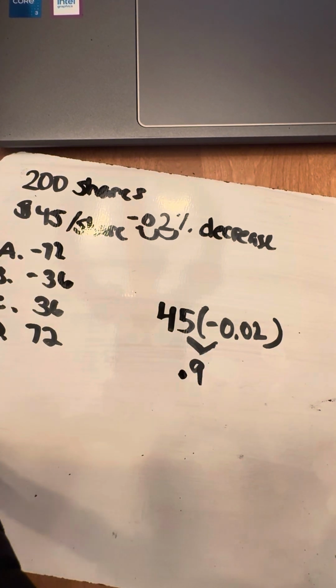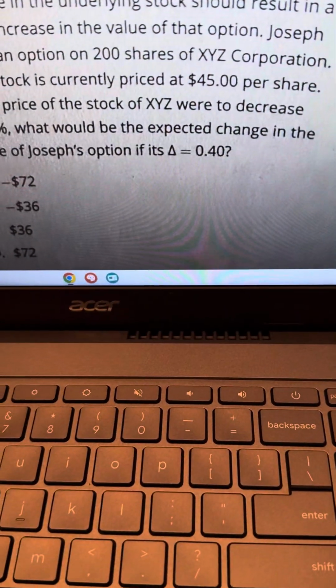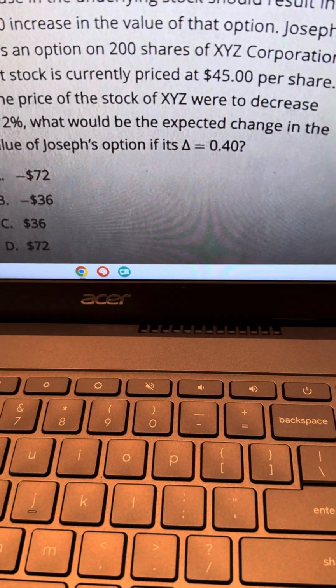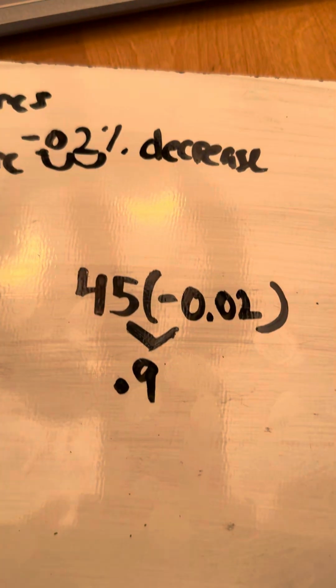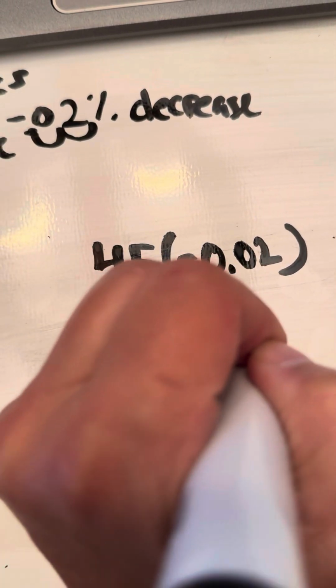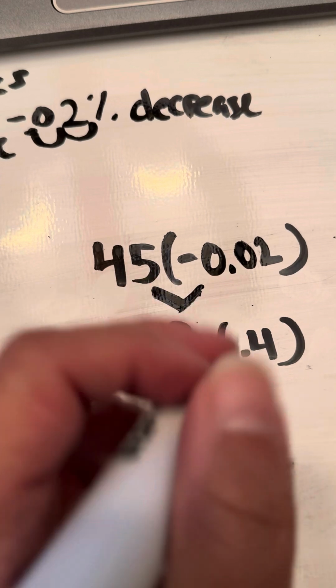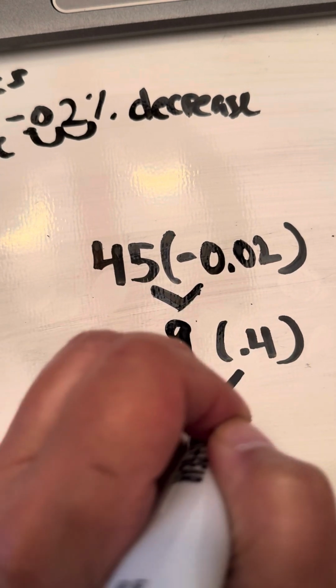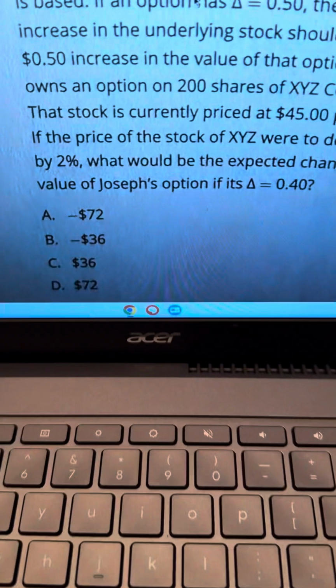To use that, I have to go back to that last little piece: what's the expected change in Joseph's option if we have this 0.40. So we're going to take this 9 tenths and multiply it times 4 tenths. When we do that, you're going to end up with 0.36. Okay, that's not really helping me too much, right? So that's just for 1 share.